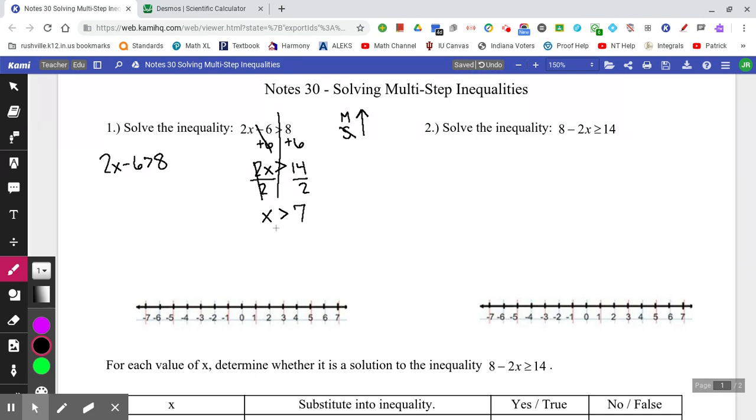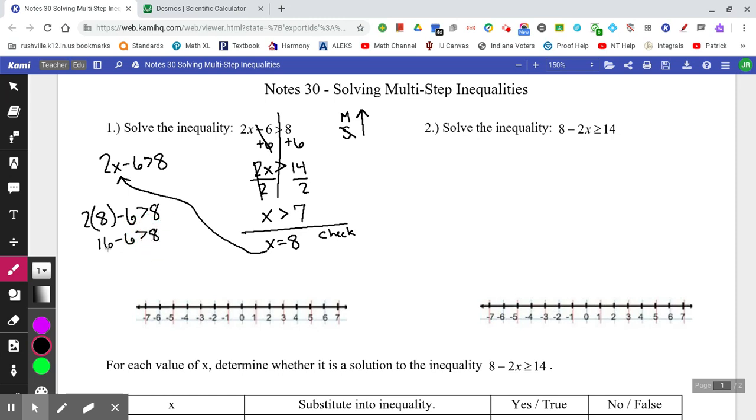All right, so for example, what's a number that is bigger than 7? Well, 8 is. So I'm going to try x equals 8 and make sure that this is true. This is my way that I'm going to check my work. What I'm going to do is substitute that into the inequality for x. I'm going to replace x with 8. So 2 times 8 is 16, minus 6, is that greater than 8? 16 minus 6 is 10. 10 is greater than 8. That's a true statement. All right, so 8 works.